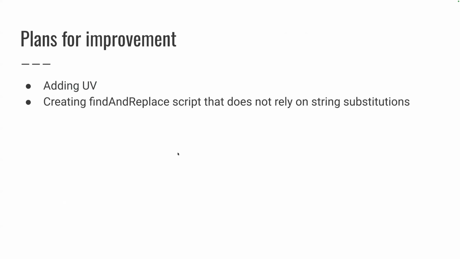And then finally, plans for improvement. I want to add UV to this to make it easier, because right now I don't have that going on. So for all of the importing things that could get out of whack, for the package management and stuff like that. Right now, the find and replace script that I ended up writing for this workflow, I changed it a bit from our original Mikulski import.